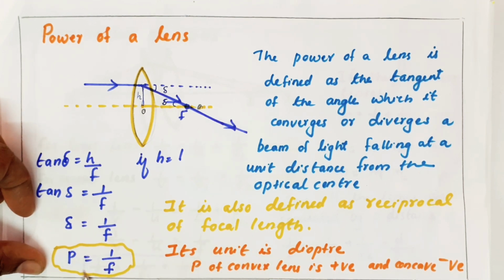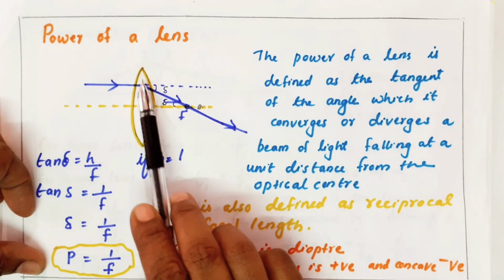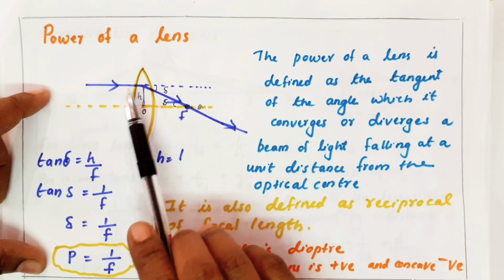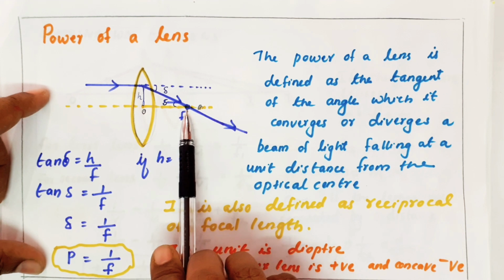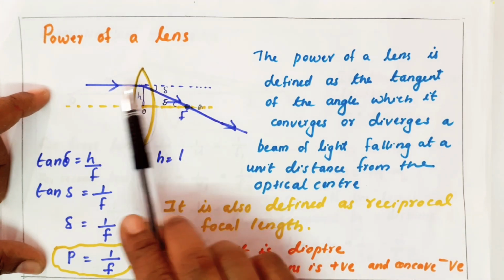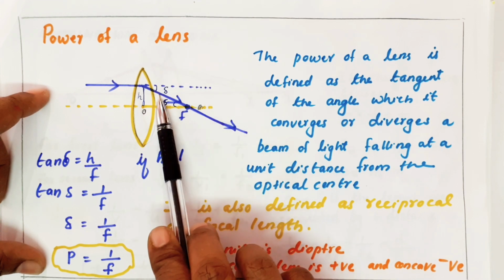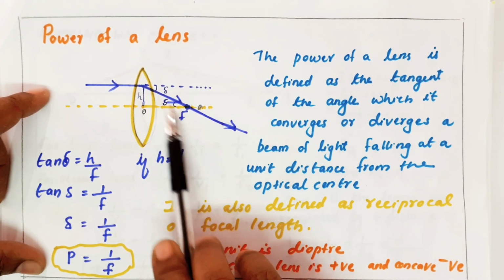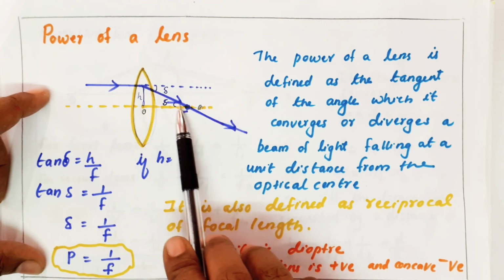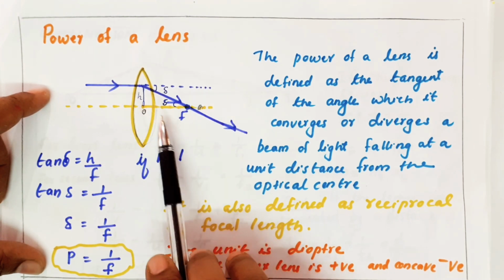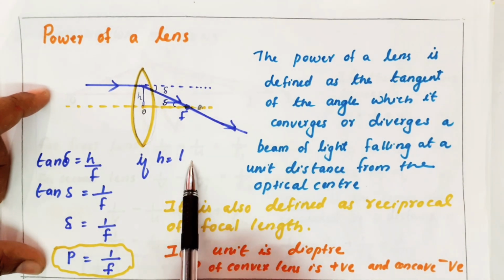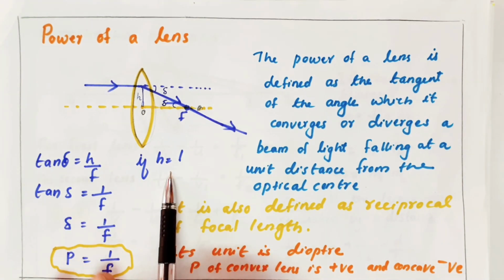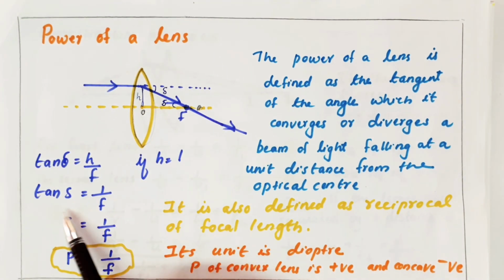So how are we getting the power? We have taken a convex lens. The light rays are coming from infinity and converging to a point called focus. This angle we marked as delta. You extend the incident ray like this, so this angle is also delta. Consider this right triangle. According to this right triangle, tan delta is opposite side by adjacent side, so it is h by f. And we take a condition that h equals 1. If h equals 1, we can write tan delta equals 1 by f, or delta equals 1 by f. This is called power.